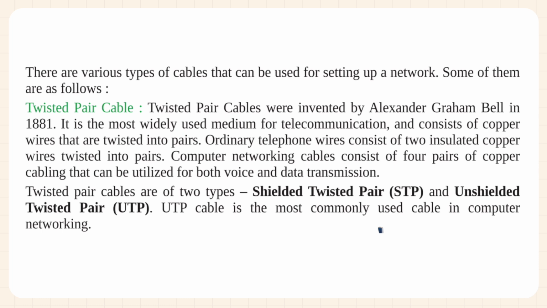Ordinary telephone wires consist of two insulated copper wires twisted into pairs. Computer networking cables consist of 4 pairs of copper cabling that can be utilized for both voice and data transmission. Twisted pair cables are of two types: shielded twisted pair (STP) and unshielded twisted pair (UTP). UTP cable is the most commonly used cable in computer networking.